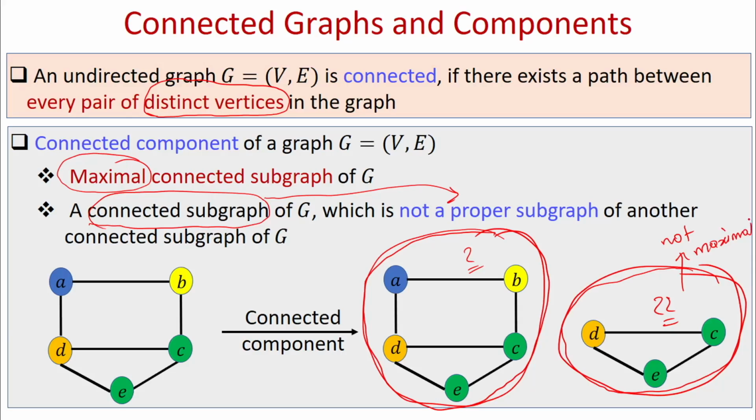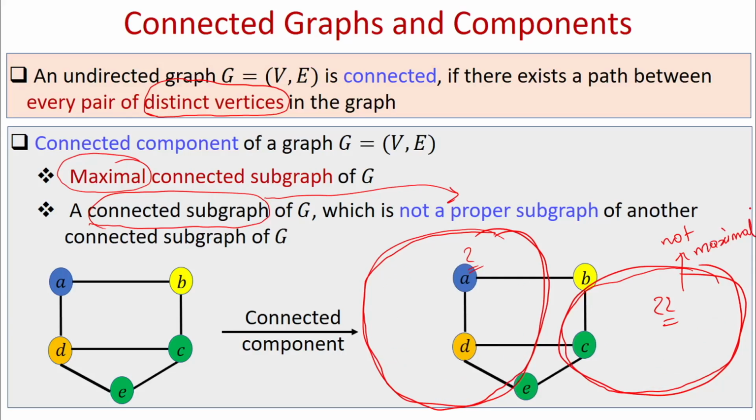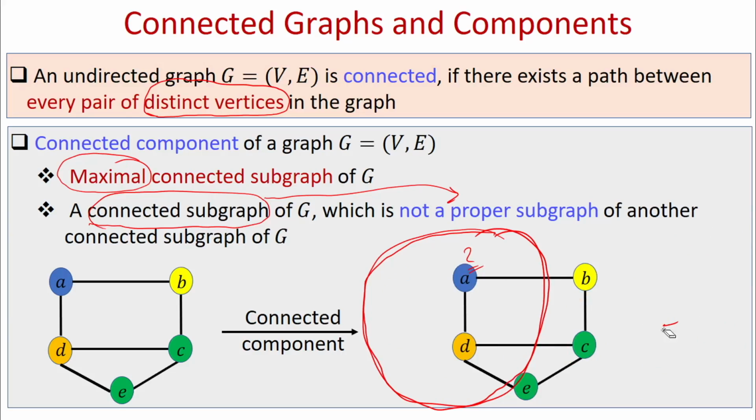So the connected component of this graph is the original graph itself, because the whole graph itself is connected in the first place. If my graph G is connected in the first place, then the only connected component of the graph will be G itself. Whereas if my graph G is disconnected, then the connected components will be the collection of maximal connected subgraphs. Okay.